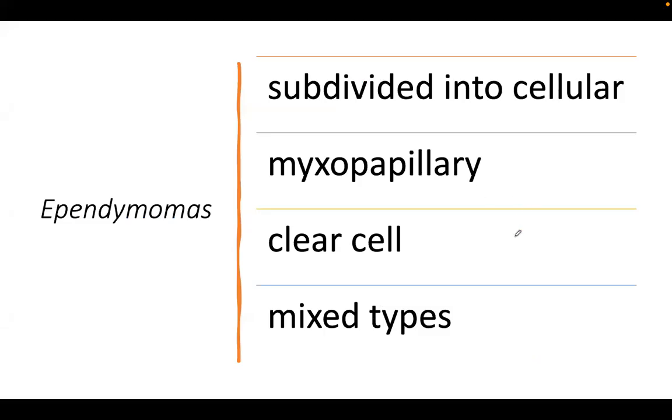And for the ependymomas, we basically divide them into three: myxopapillary, the clear cell, and the mixed type.